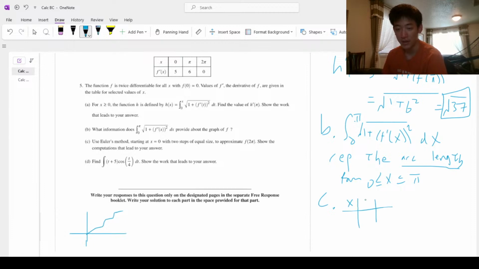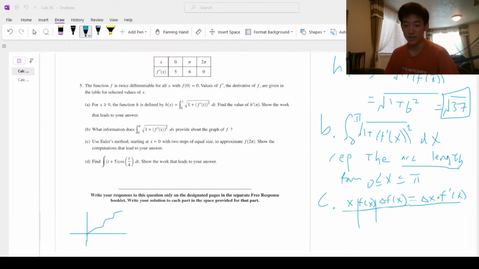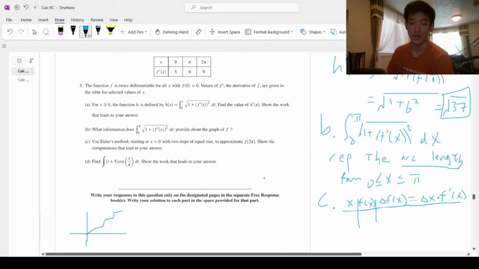So you have x, you have in this case f of x, and then here you have the change in f of x, and the change in f of x is equal to f prime of x times delta x. There are so many ways to do the table. It's really whatever floats your boat.